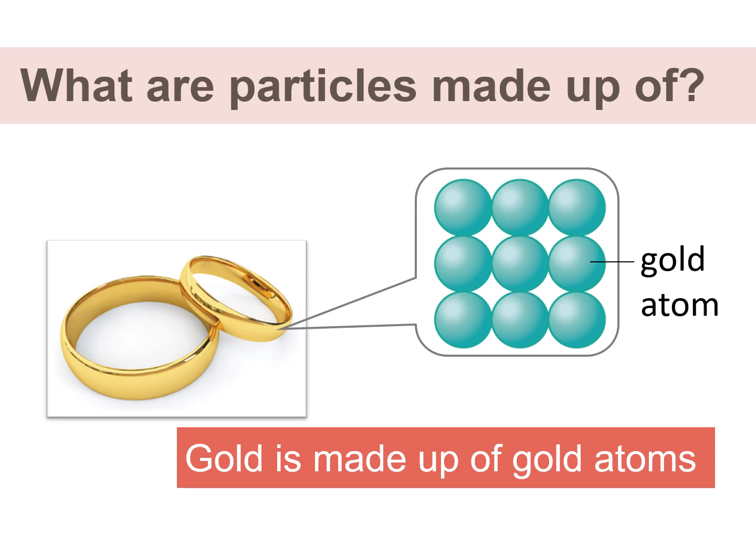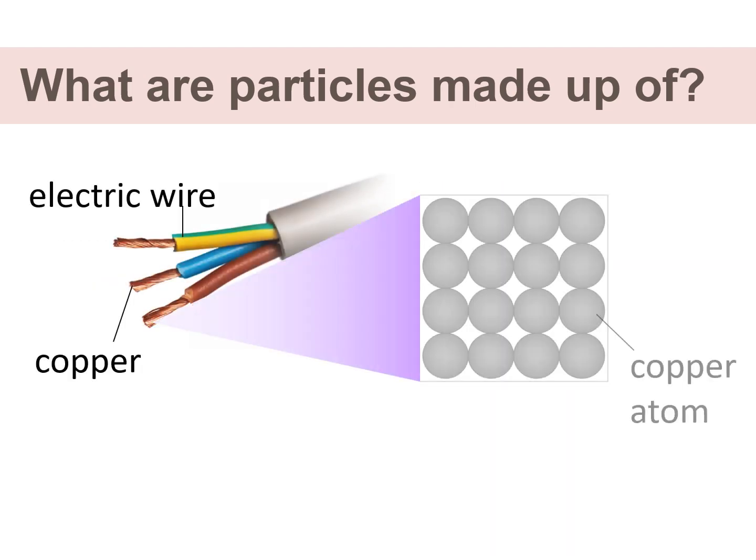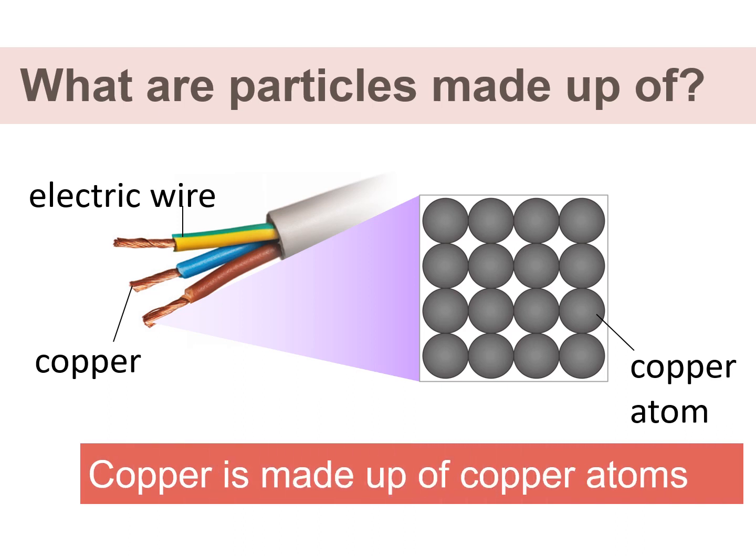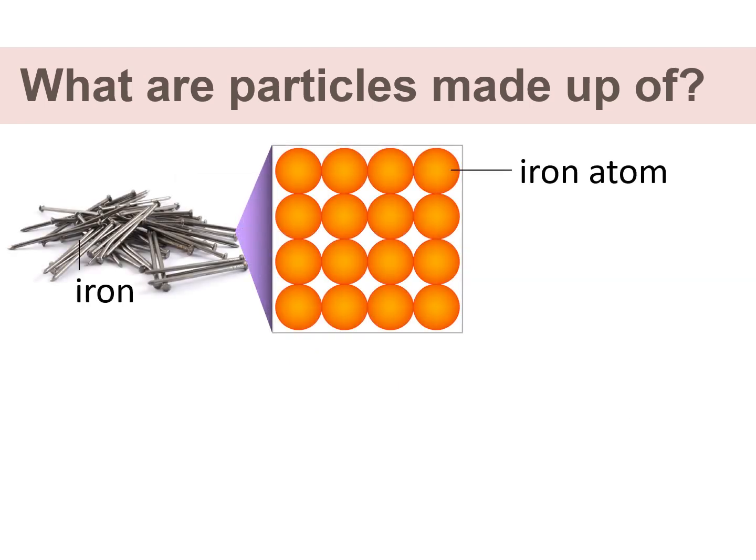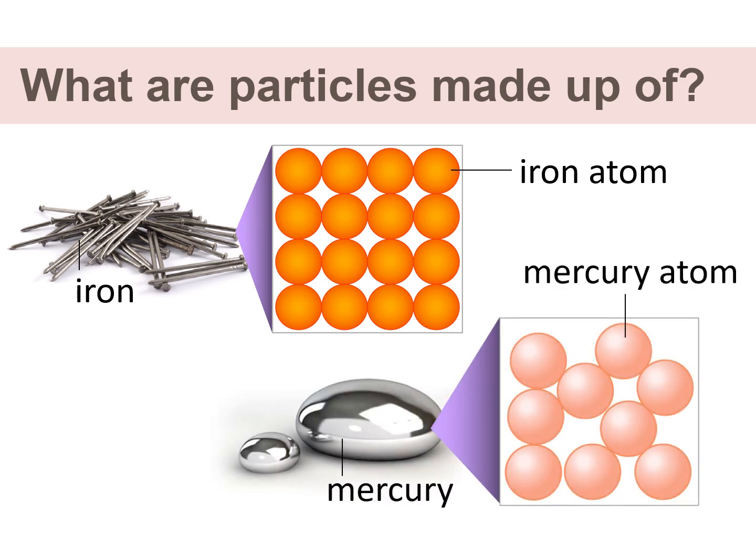Gold is made up of one kind of atom, gold atoms. Copper is also made up of one kind of atom, copper atoms. That means there are different kinds of atoms. Iron is made up of iron atoms. Mercury is made up of mercury atoms.